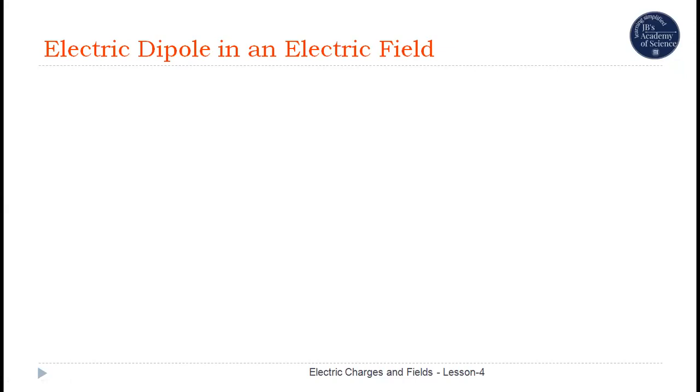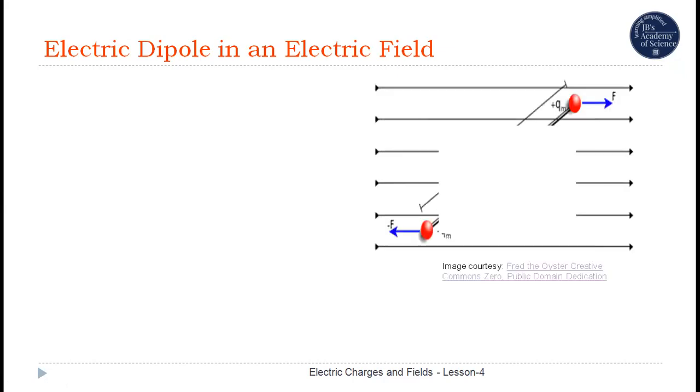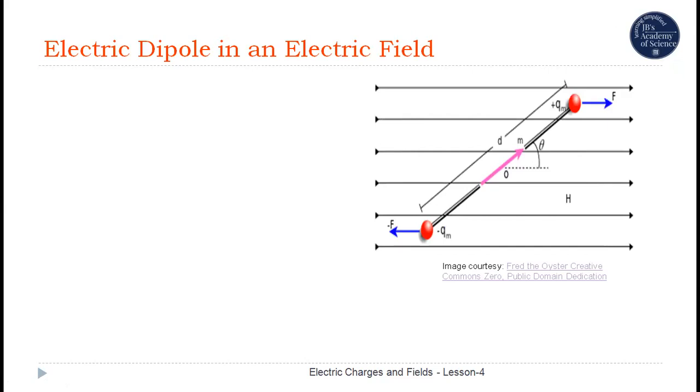Now let us discuss what would happen when a dipole is placed in an electric field. So consider a dipole placed in an external electric field. The electric field direction is shown here. Now the two charges plus q and minus q are separated by a distance d here. Theta is the angle between the electric field and the dipole moment vector.